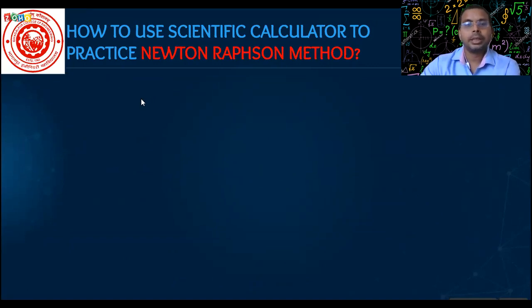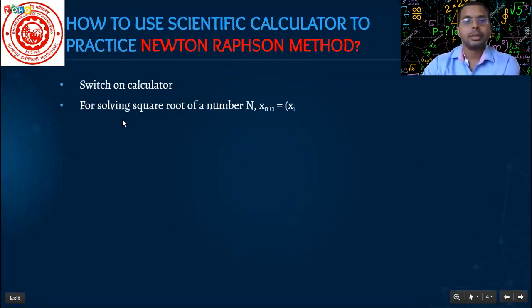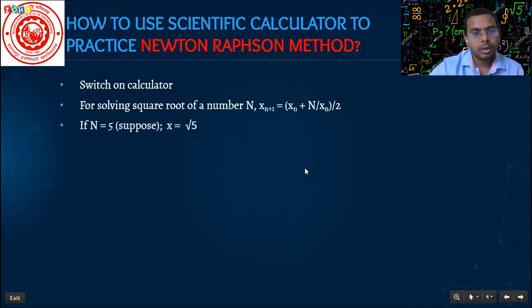Here I am giving the stepwise value. So switch on your calculator. For solving the square root of a number n, we have x(n+1) is equal to (xn + n/xn) divided by 2. Now, if n is equal to 5, suppose, then x will be equal to square root of 5. We need to find the value of square root 5.